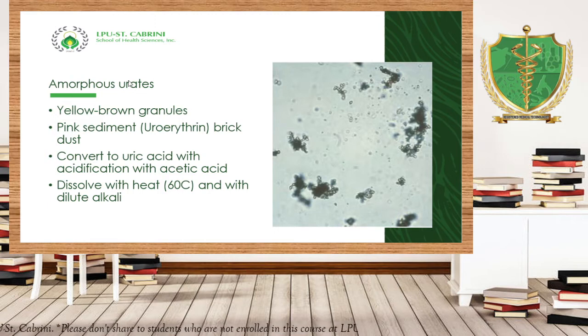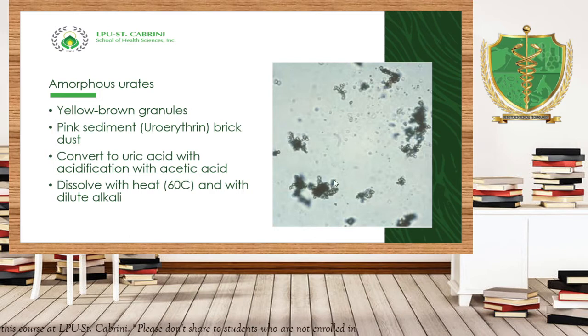Take note guys that amorphous urates can be converted to uric acid with acidification with acetic acid. Si amorphous urates ay pwedeng maging uric acid upon acidification with acetic acid. So ano pong ibig sabihin nun, sir? If you have here a urine sediment with this amorphous urates, and you want to furtherly identify if that is really amorphous urates and you have plenty of time, then you can add a drop of acetic acid or glacial acetic acid to acidify the reaction.